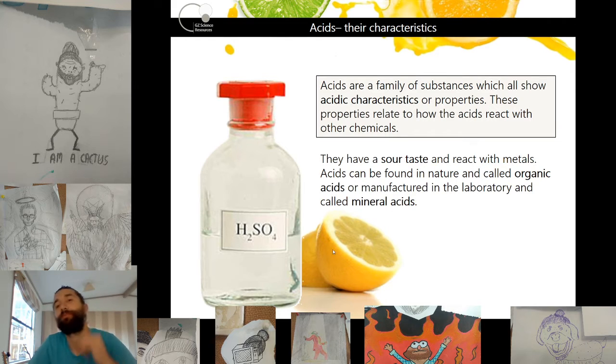Acids can be found in nature and are called organic acids. This is like the lemon acid. You may know what it's called: citric acid. That's an organic acid. It happens naturally. Or they can be made in labs, and they're called mineral acids, such as sulfuric acid.